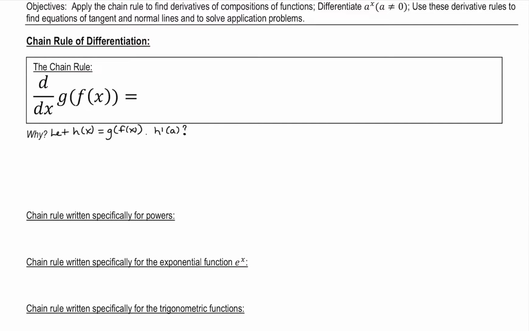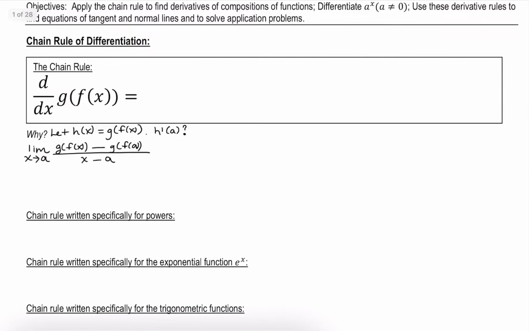Okay, well, using our definition of the derivative at a specified point, here's what we would know. This would equal the limit as x approaches a, using that first definition of the derivative we talked about, of the original function g of f of x minus g of f of a, and then all divided by x minus a.